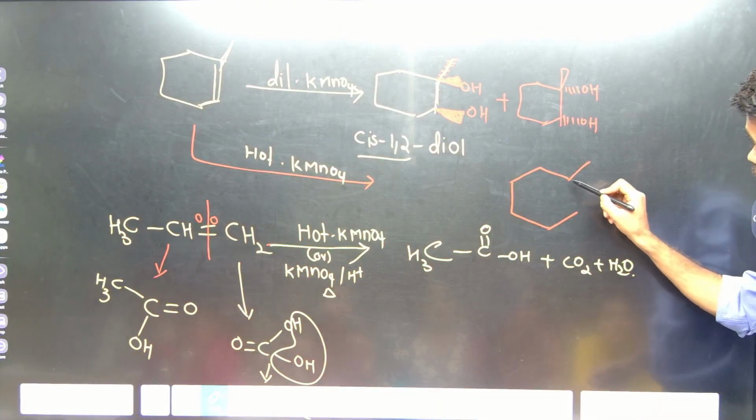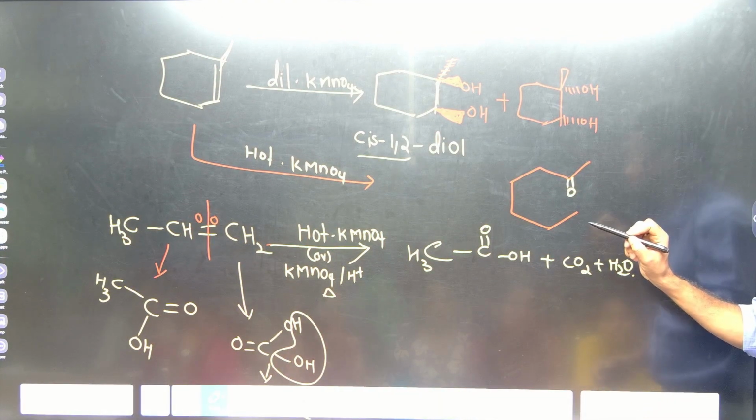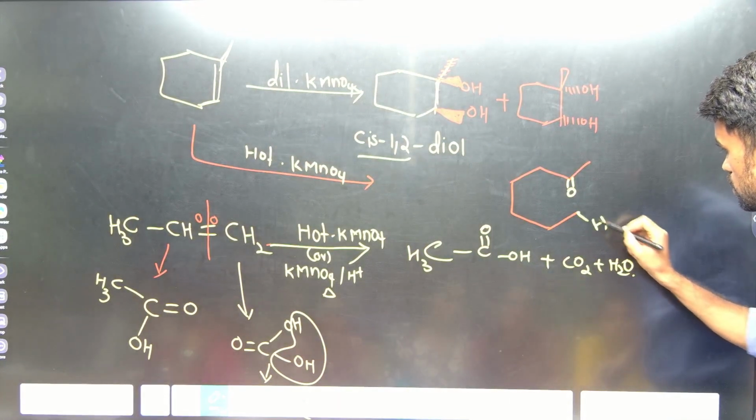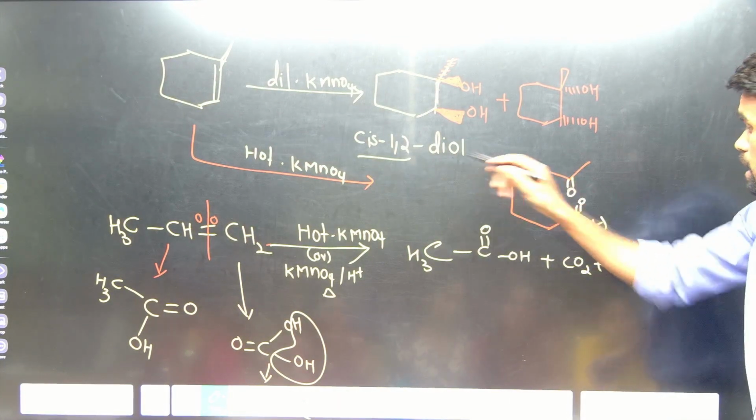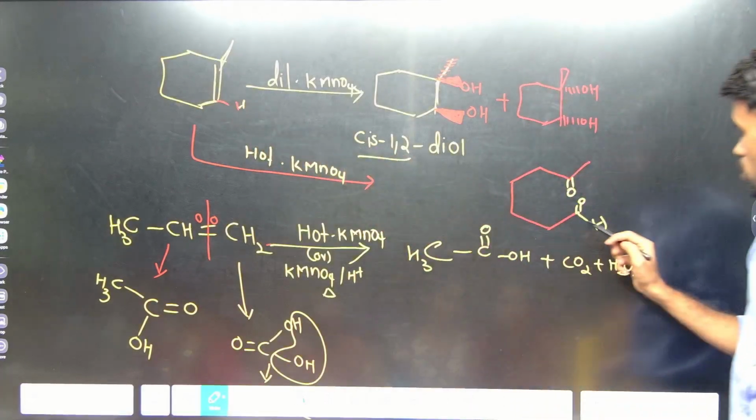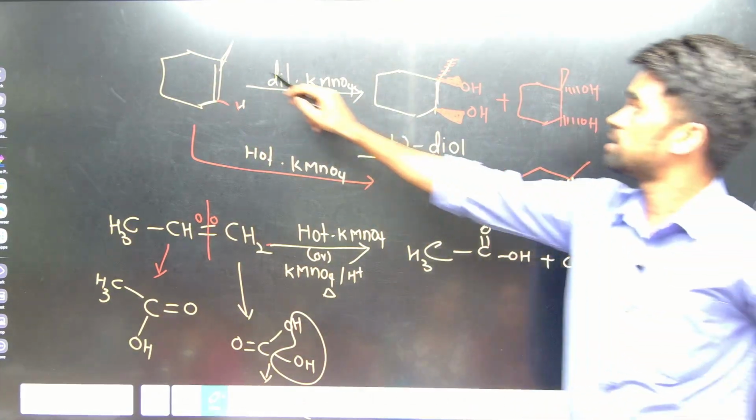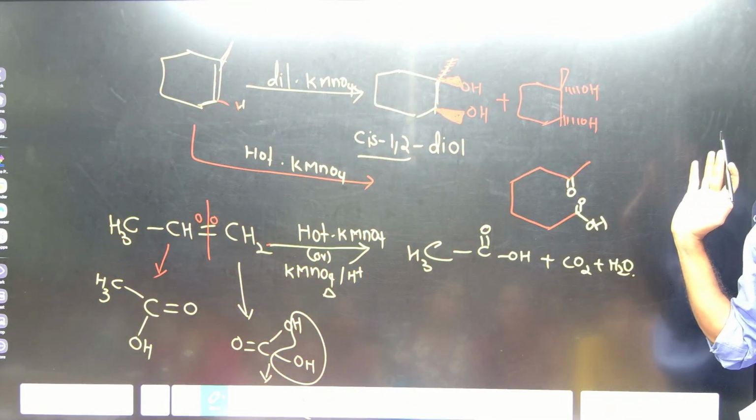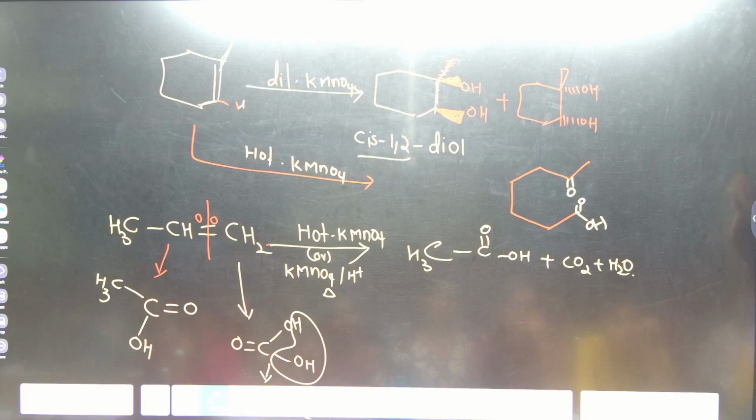So here O. This side hydrogen I am putting here. Here O. If this directly attached hydrogen is there, how will it convert? This becomes OH. What about this? This methyl group stays as it is. So this is your final product. You got what we are doing?